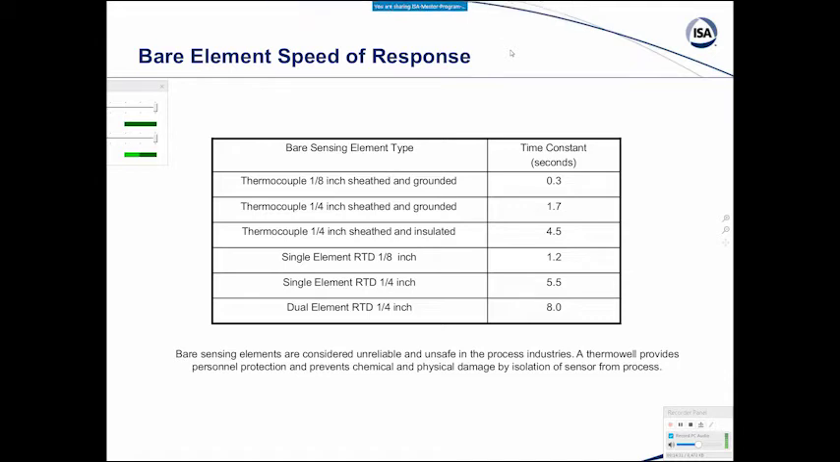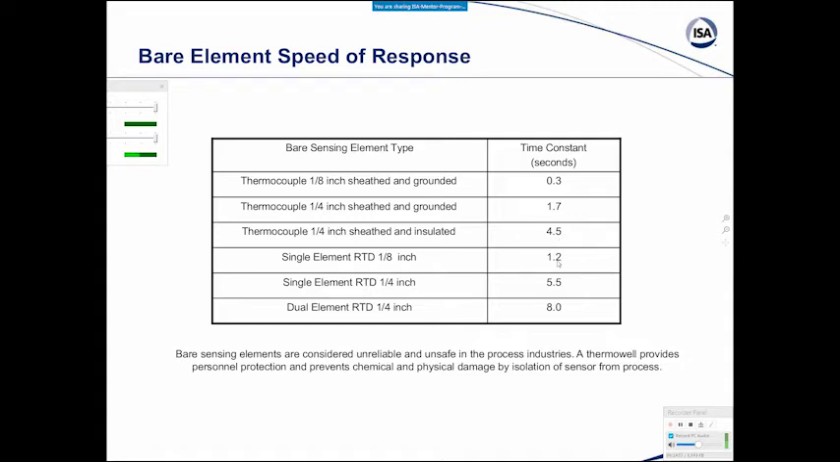Let's look at the bare element speed of response. So one of the things that said you should be using a thermocouple is that it's much faster. Well, yeah, you look at the bare element response and you're looking at a very tiny element, like, for me, tiny, eighth of an inch. Yeah, it's really fast. However, you get into the larger sizes that we normally would consider, and particularly if it's not grounded, we're getting up to 4.5 seconds.